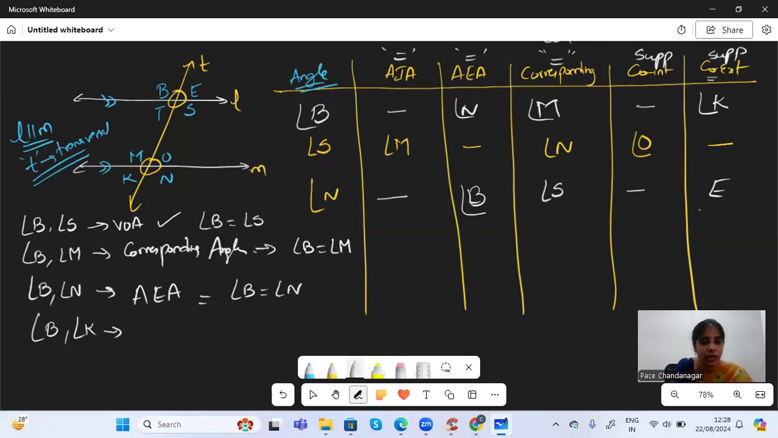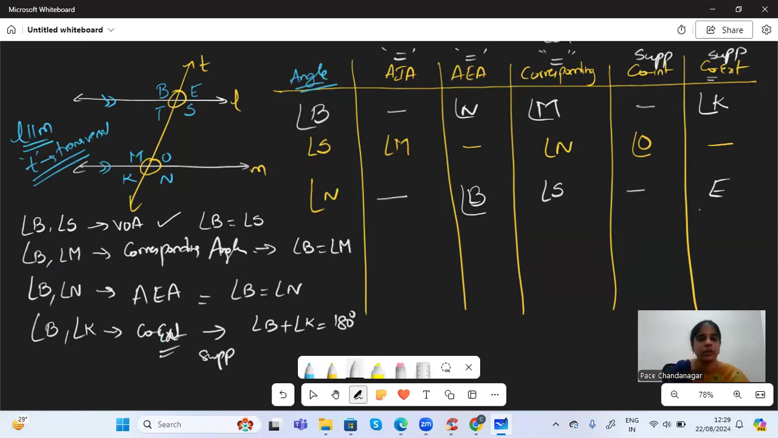And coming for the last one, angle B and angle K, how are they related? They are lying on the same side of the transversal. That too, they are exterior. So they are co-exterior angles. Co-exterior angles are always supplementary. Hence, their relation will be angle B plus angle K will be equal to 180 degrees. Is that clear? So logic clear for everyone.